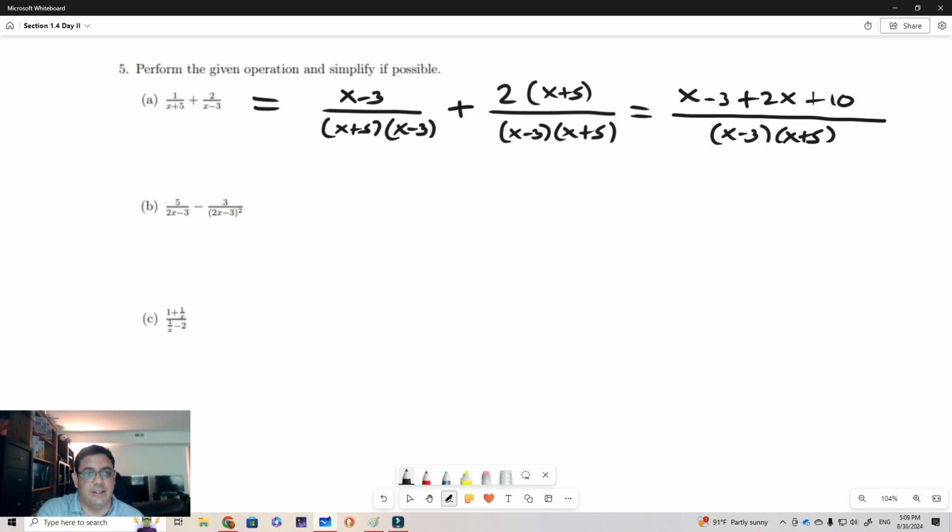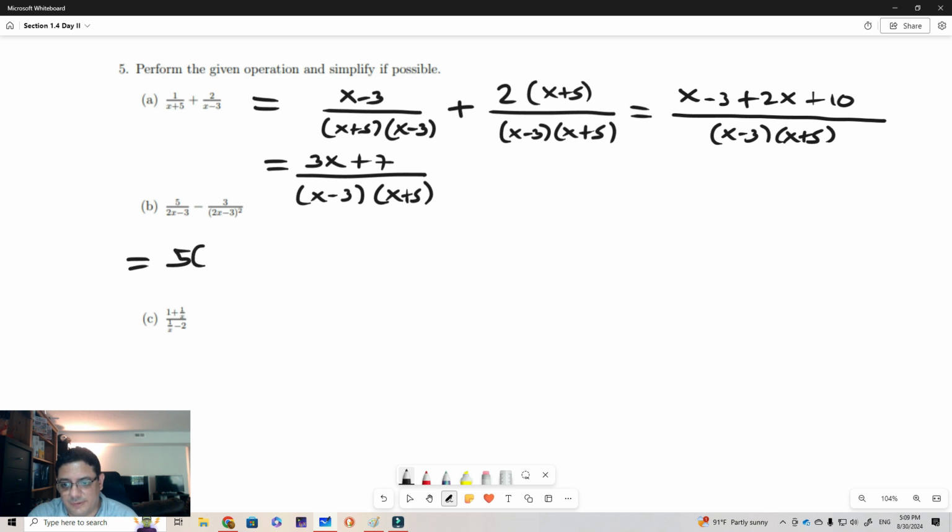Now we can simplify this at the top, and notice that this is 3x, and 10 minus 3 is 7, so 3x plus 7 over x minus 3, x plus 5. That's the end of what you can do with A. Now for B, notice that we have a 2x minus 3 squared. We want to get this one to have that square too. This one is a little bit more simple, because the only part that we're missing is multiplying by another 2x minus 3. Then we have 2x minus 3 squared on both of them.